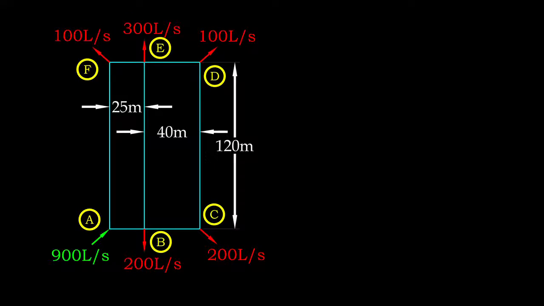Hardy-Cross method conducts an iterative analysis that solves for a looping pipe network problem. Considering a looping network with one inlet supplying 900 liters per second of water and 5 outlets, the overall dimension of network is 65 meters by 120 meters. The water demand for the outlet nodes varies from 100 to 300 liters per second.